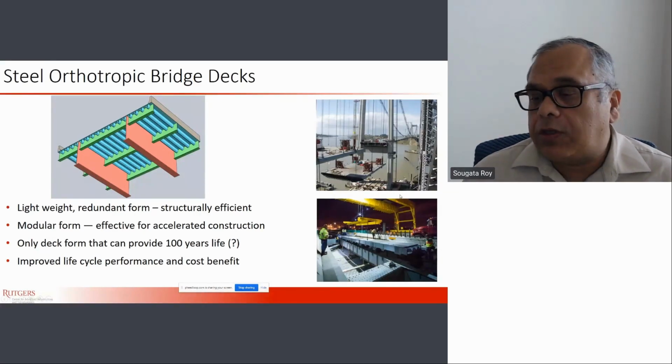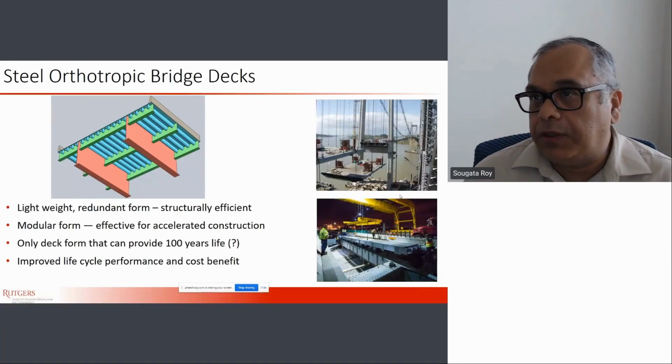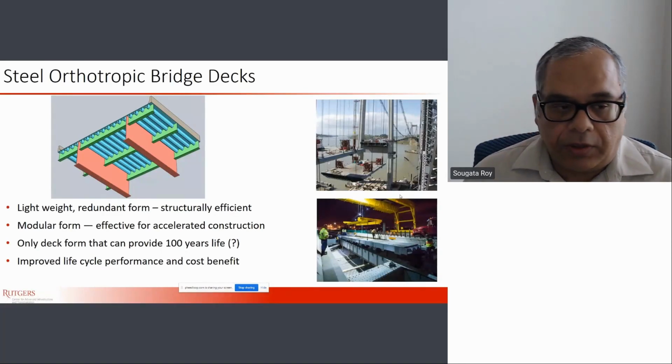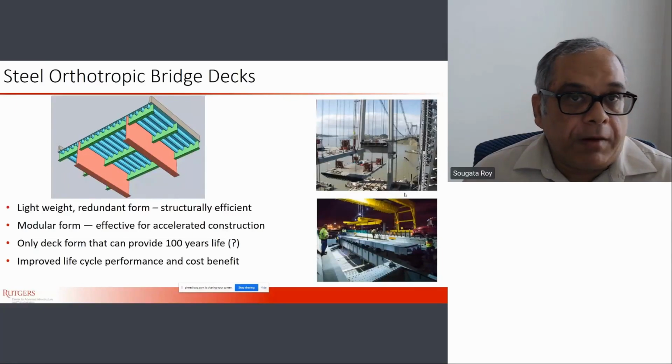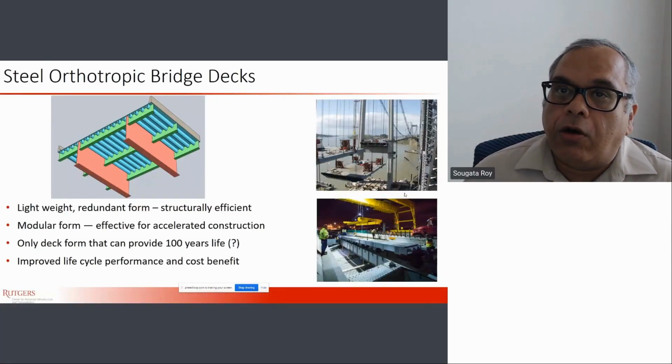So orthotropic decks have some advantages. They're lightweight, they're redundant, they're very structurally efficient. That means the load carrying capacity compared to the dead load is much higher. They're modular, so you can fabricate them very easily in a fabrication yard or some places.